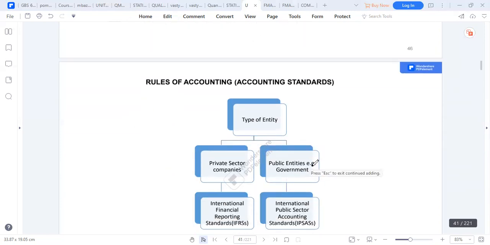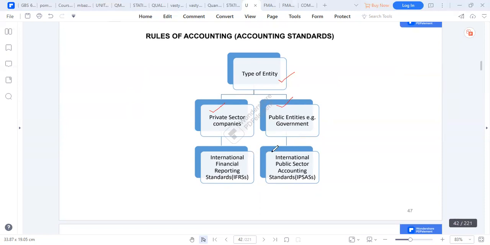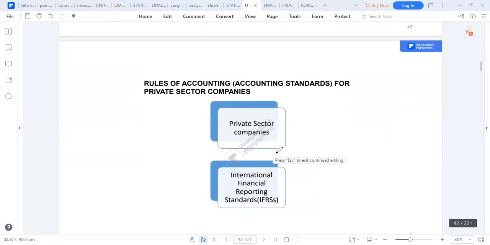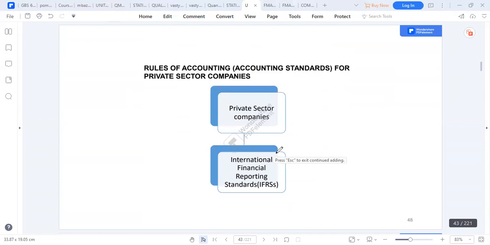The rules that are imbued in the accounting standards look at the types of entity, which can either be private sector or public sector. When dealing with the private sector, what governs it is the International Financial Reporting Standards. The public entities like government are guided by the International Public Sector Accounting Standards, IPSAS. So these are the governing bodies that we need to know, for the private sector and public sector.